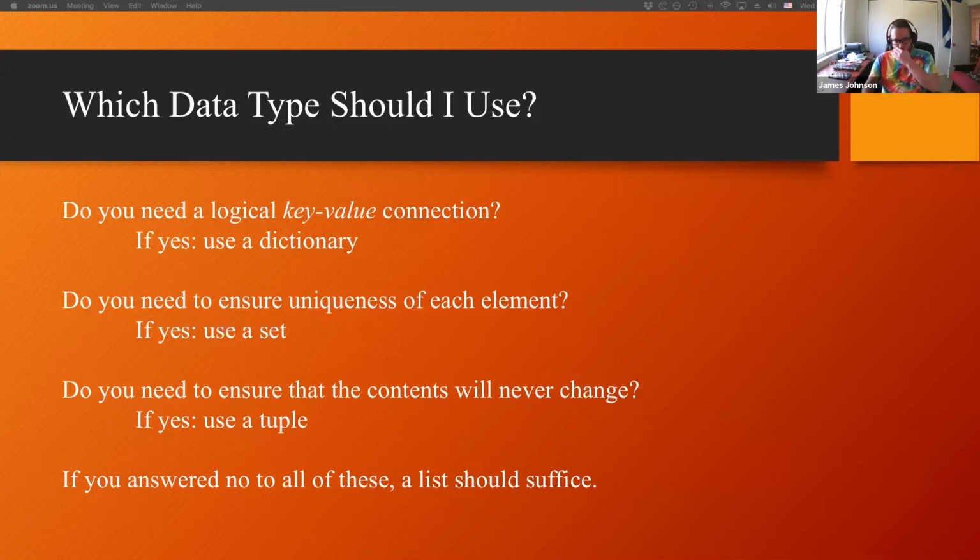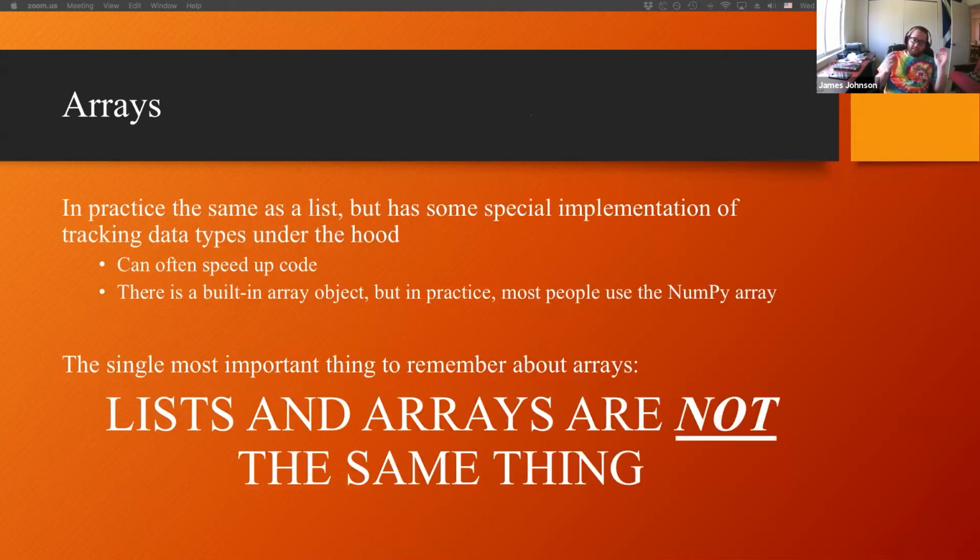So the next thing we're going to discuss is arrays, and this is something which is a major point of confusion to people when they're first learning Python. Arrays are different from lists. In practice, they're the same. They can hold the same amount of data. The exact same things you give to a list can go to an array. The only advantage is that arrays have a specific implementation of data types under the hood, and that can sometimes speed things up.